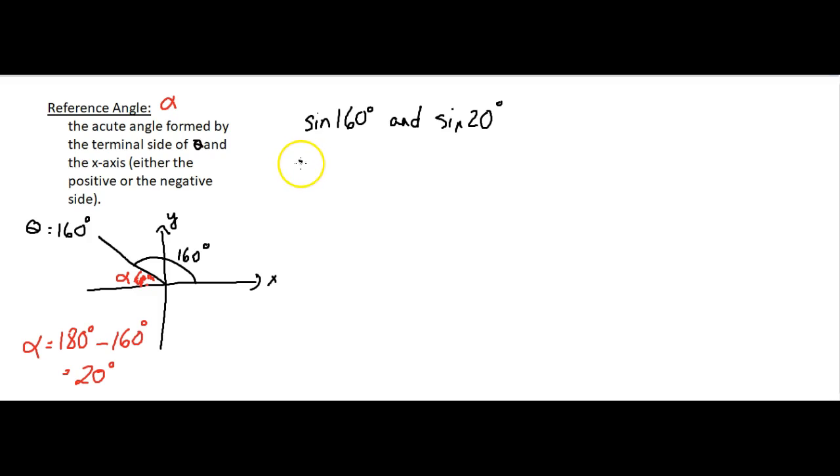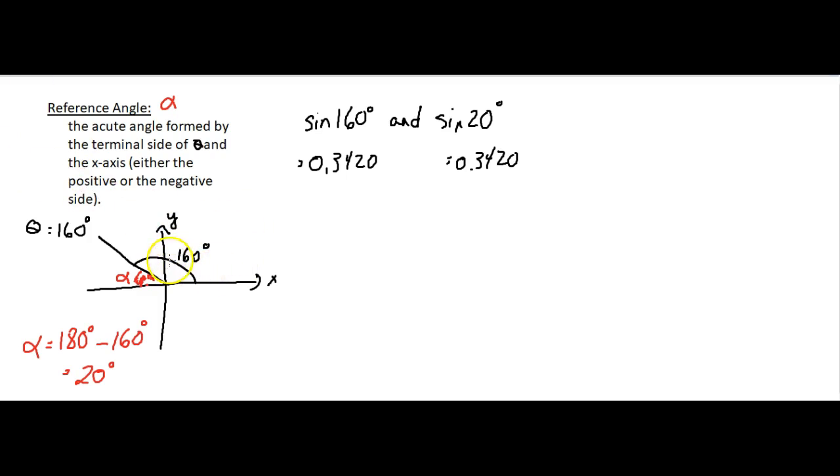And so let's check that with the calculator. So that is 0.3420, and so is this, 0.3420. And notice they're also both positive. Now let's look at why they're both positive.